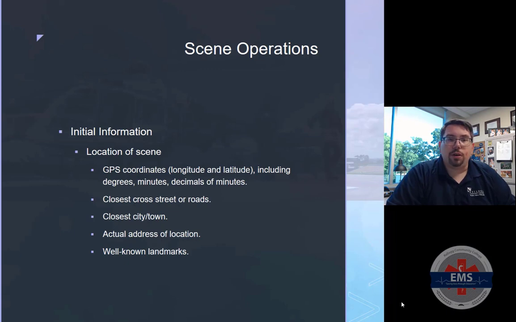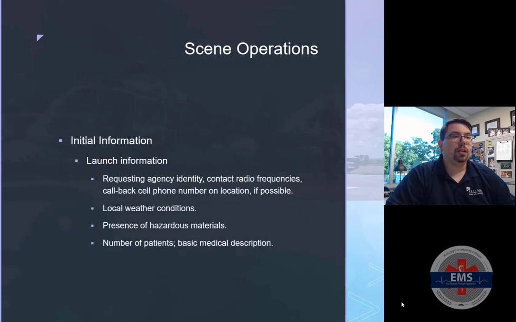These include locating the scene, right? We've got to get them to your location. We've got to recognize where you are. Some of these have really cool apps where you click the app, it recognizes where you're at, and it tells them right where to go and how long it's going to take, and gives you all that detailed information. If you don't have that, you're going to need things like cross streets or closest roads, maybe the closest towns or cities, along with maybe the actual address, and then any well-known landmarks in the area that would allow the crew to identify where you're at.